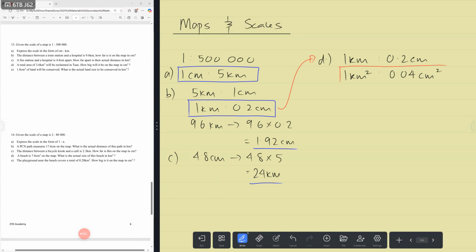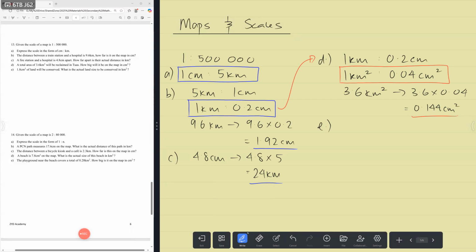Okay, so now let's box it out. Remember, I said we need to find our area scale. This is now our area scale from the perspective of the actual area. And because I need to find 3.6, nothing can stop me because I have 1 unit. 3.6 square kilometers simply means 3.6 times 0.04, and that will give us 0.144 square centimeters. This is the area that will be reclaimed, shown on the map.